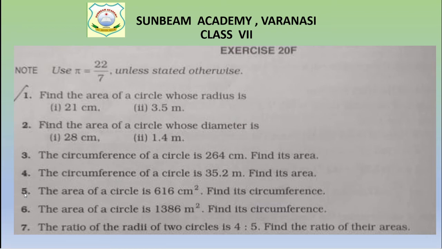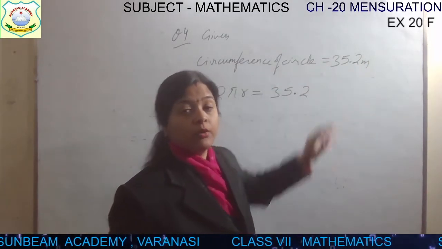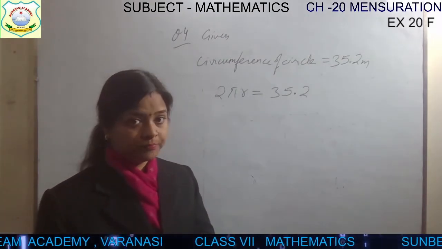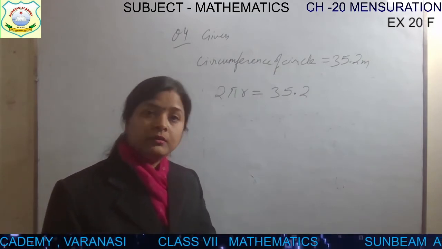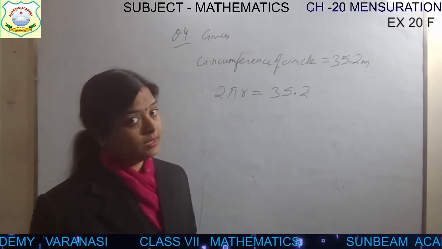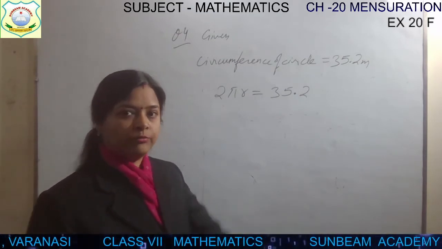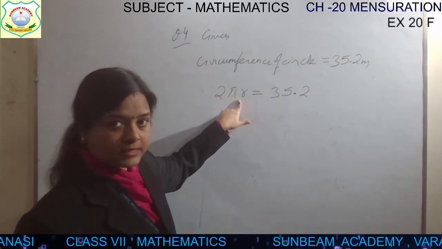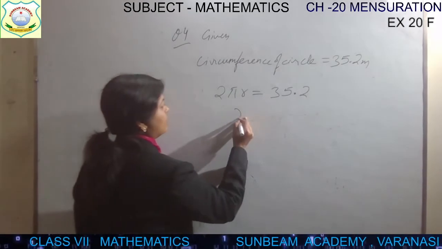Circumference of a circle is 35.2 meter. Find its area. For finding the area, we need the radius, isn't it? Area is pi r square, which means r is needed for us. R is not given in this question, and they are asking what is the area. So let's find out from what is given to us. Circumference is 2 pi r and its value is given as 35.2. So let's find out the radius from here.